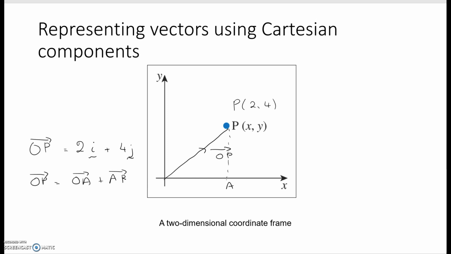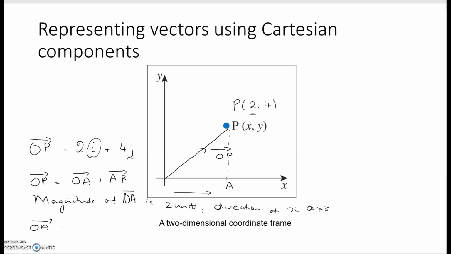And the magnitude of OA is 2 units, and we can tell that because it's 2 units there. And it's in the direction of the x-axis. And if we're talking about things in the x-axis, then this is why we use i. So we say that OA equals 2i.